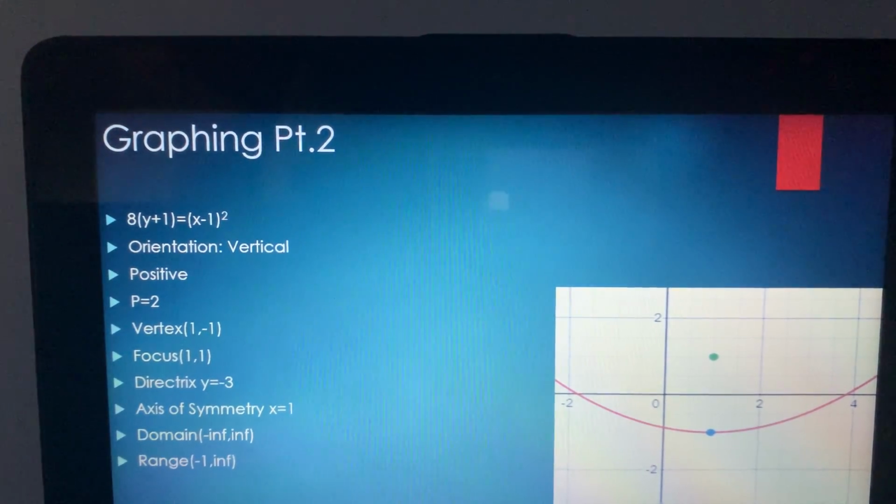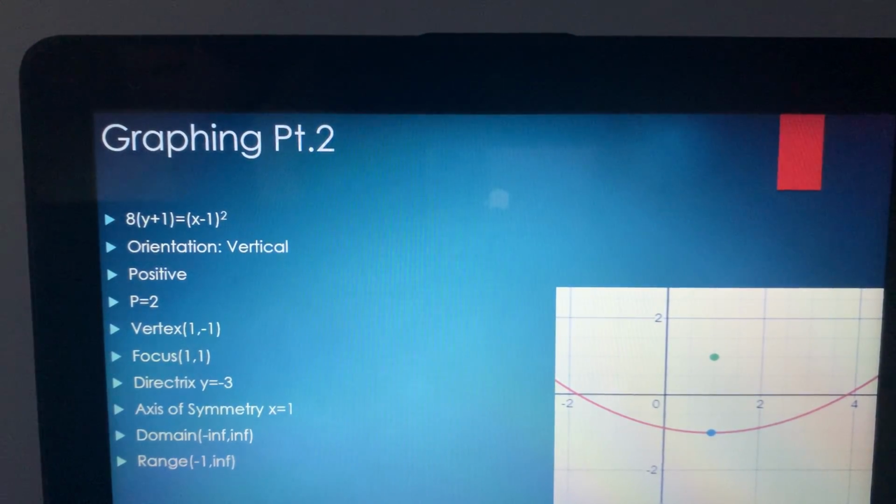However, we see the orientation is vertical because remember the focus is on the inside, the directrix is on the outside, and the directrix is down, the focus is up. So we know that it's opening up, and thus its orientation is vertical. So we know that the x part is going to be squared. So we know we have y plus 1 equals x minus 1 squared. But we know that 4p must go on the part that's not squared. So it's going to be 4p times y plus 1 equals x minus 1 squared.